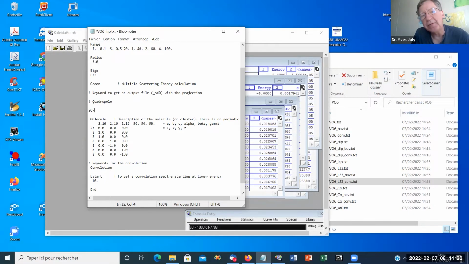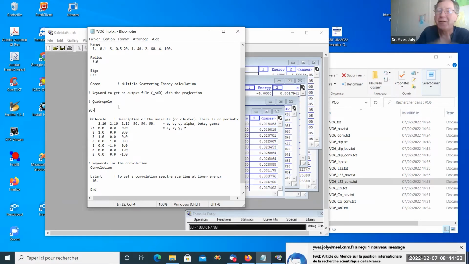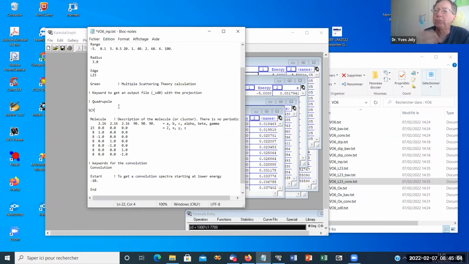Now, if you make a self-consistent calculation on this molecule we have just seen here, it will be worse because we have not put the hydrogen atom. And so, of course, it will be horrible in that case because the vanadium will be too much oxidized, evidently, without the hydrogen atom. So we must make self-consistent calculation only if we have all the atoms in your structure and relatively in the good position. Otherwise, it's worse.